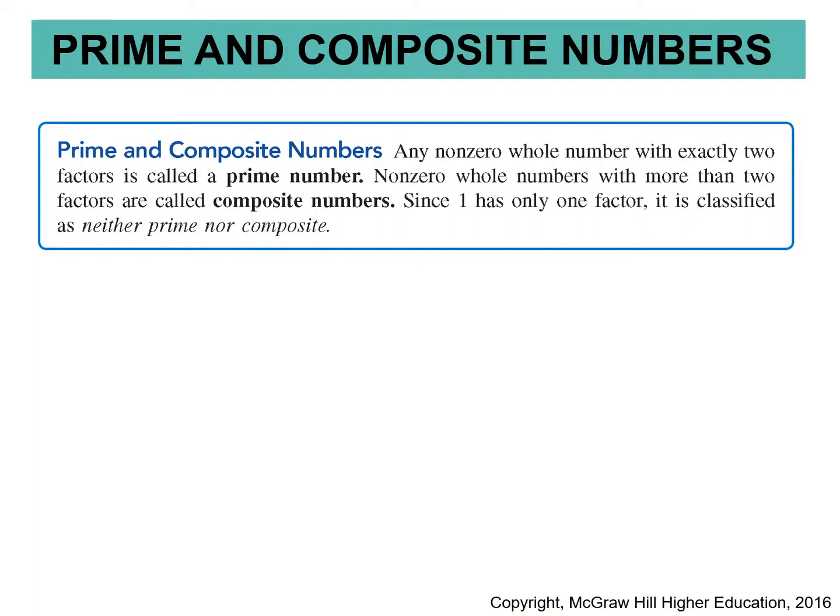So any non-zero whole number with exactly 2 factors is called a prime number. Non-zero whole numbers with more than 2 factors are called composite numbers, so we saw that. And since 1 only has a single factor, it is classified as neither prime nor composite.